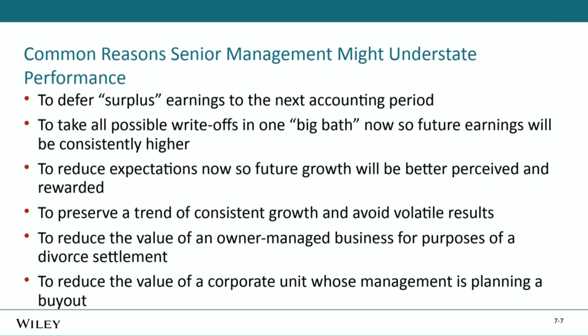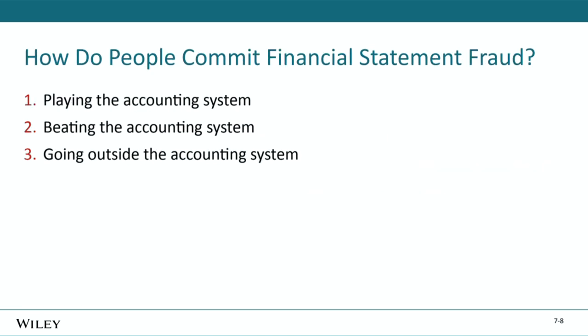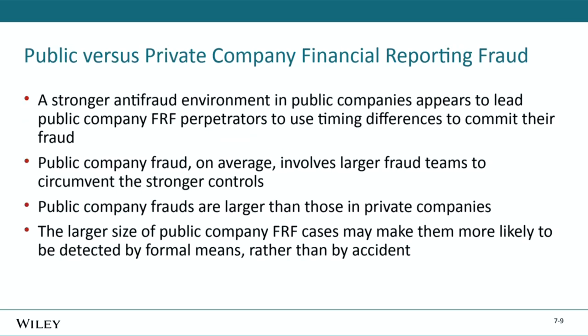And to reduce the value of a corporate unit whose management is planning on a buyout. So again, maybe management is talking amongst themselves saying, hey, we can buy this company ourselves, but we have to make the financials look bad. Then the price of the company stock comes down, then we can buy it at a real cheap rate. Okay. How do people do it? You play the accounting system. You beat the accounting system, or you just go outside the accounting system. Those ways.